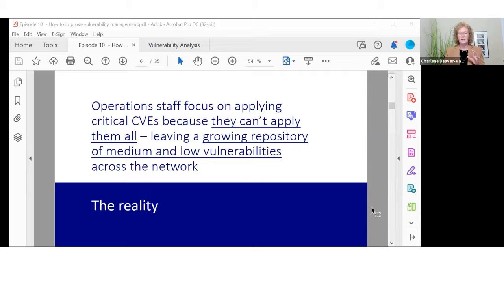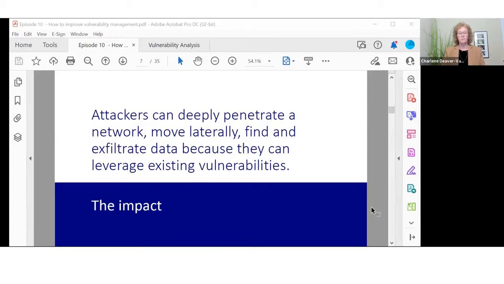So the reality is operational staff focus on applying the critical CVEs because they can't apply them all. And what happens is they leave this growing repository of medium and low vulnerabilities across the network. Now, many of us really aren't going to be concerned with the lows, but leftover highs and medium vulnerabilities tend to grow over time. And that's where we have the exposure that an attacker, once they find an entry point, starts taking advantage of.